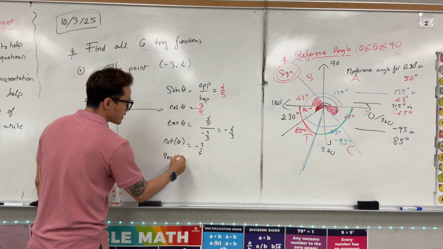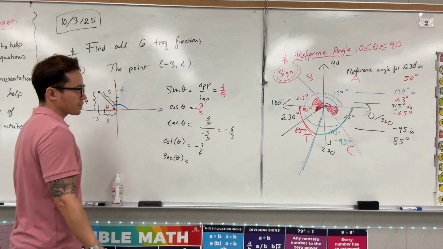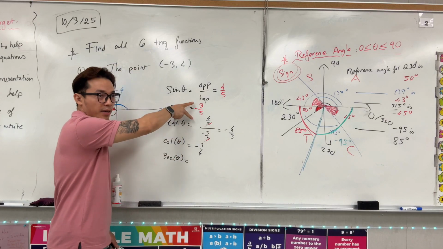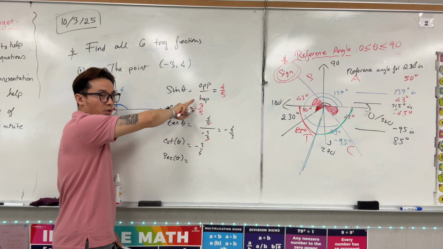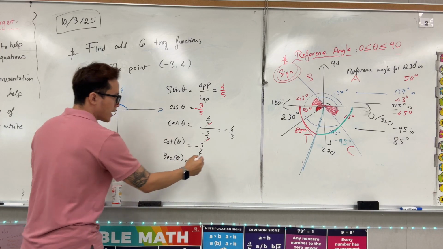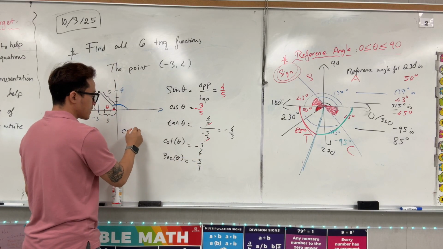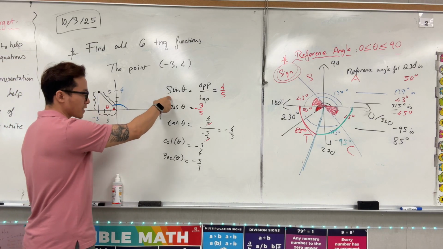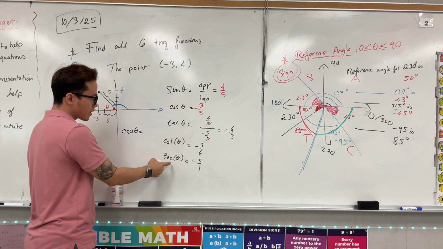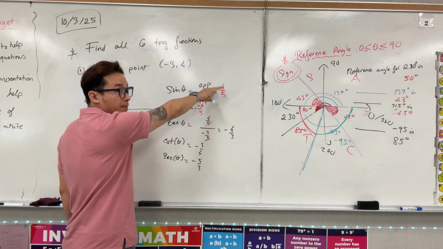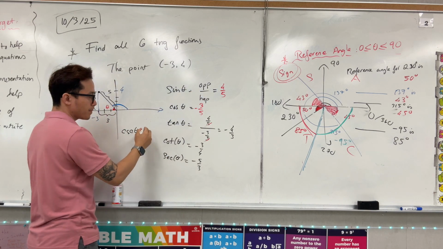Secant equals 1 over cosine. That means you're going to flip the cosine, so it becomes negative 5 over 3. And then cosecant is 1 over sine. Not 1 over secant. So 1 over sine. That means you're going to flip the sine. 4 over 5 becomes 5 over 4.